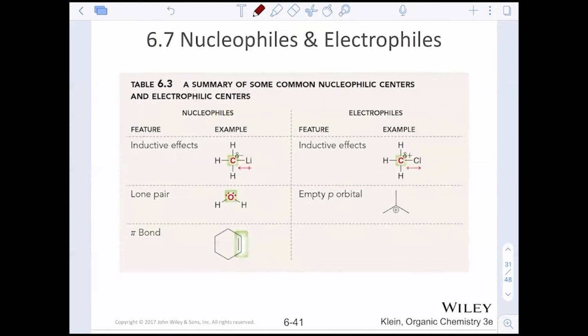Typical ones that we will see: delta negatives, lone pairs, pi bonds, those are all nucleophiles. They're electrons that are ready to go out and attack a nucleus. Electrophiles are our delta pluses or our empty p orbitals, and those are the ones that we are going to focus on.